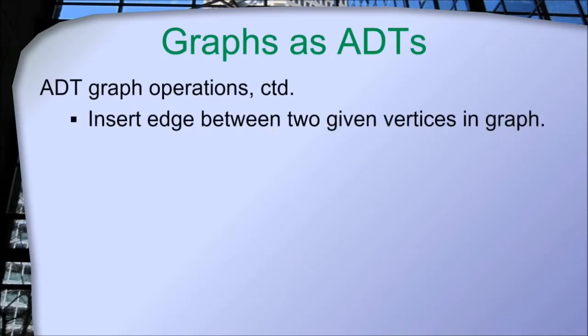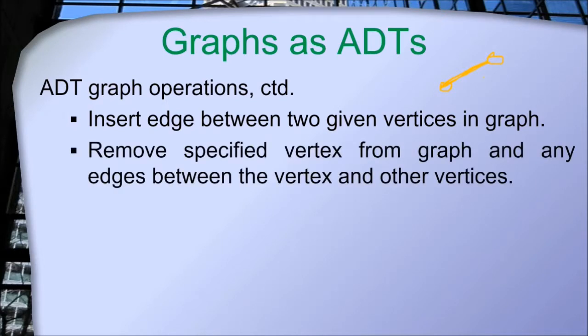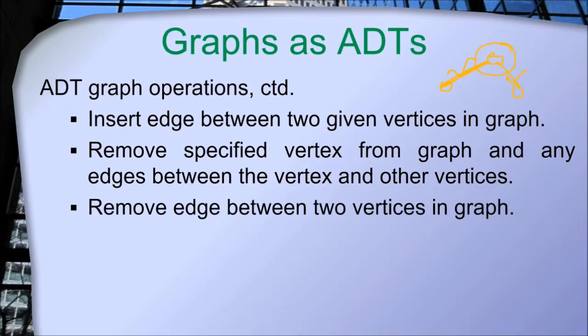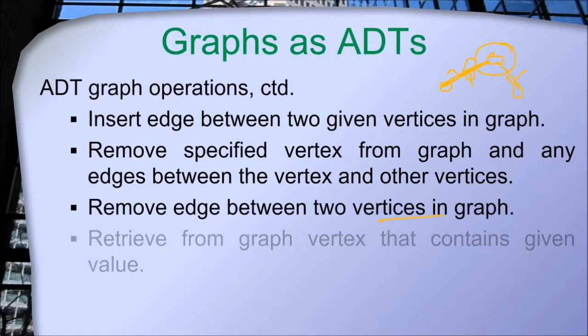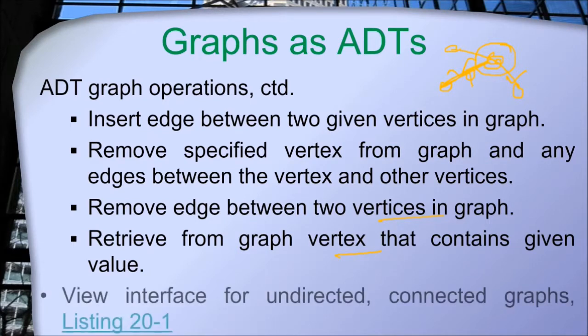Then we have inserting an edge between two given vertices in a graph, removing a specified vertex, say removing this one from a graph and any edges between it and the other vertices, removing the edge between two vertices in a graph, and retrieving from the graph the vertex that contains a certain value. So we'll see the directed and connected one.